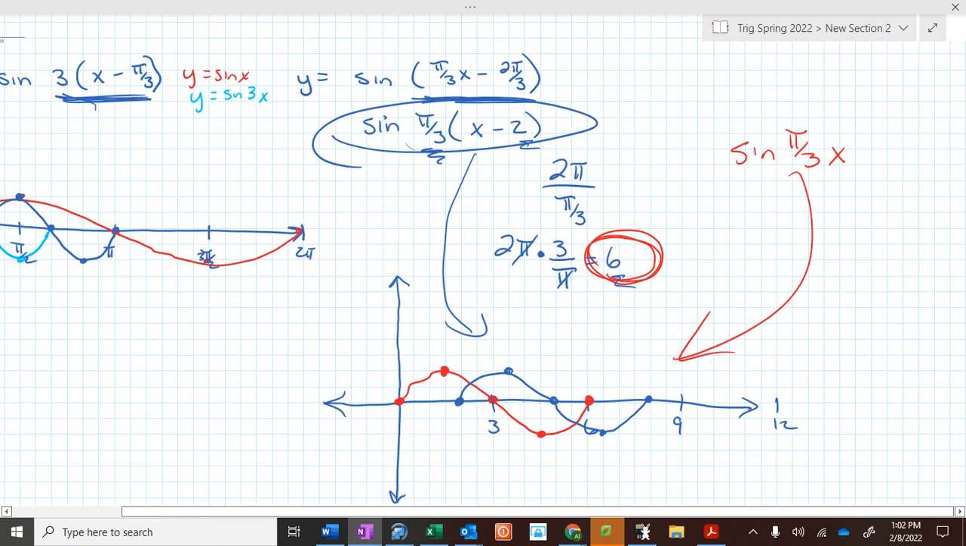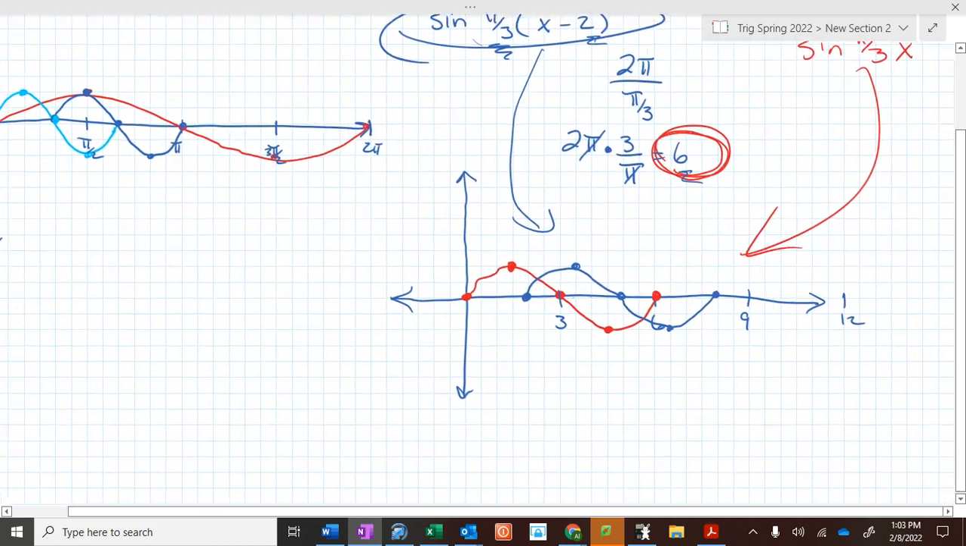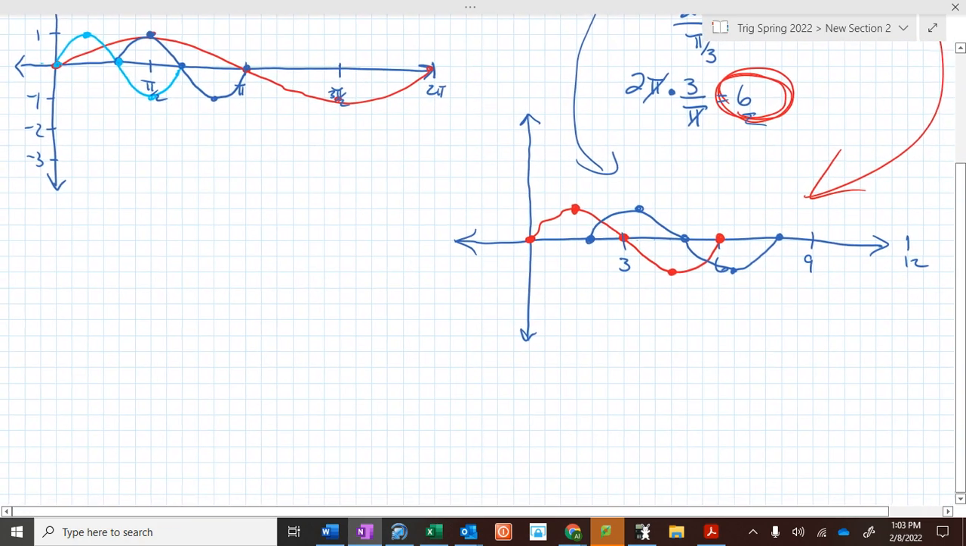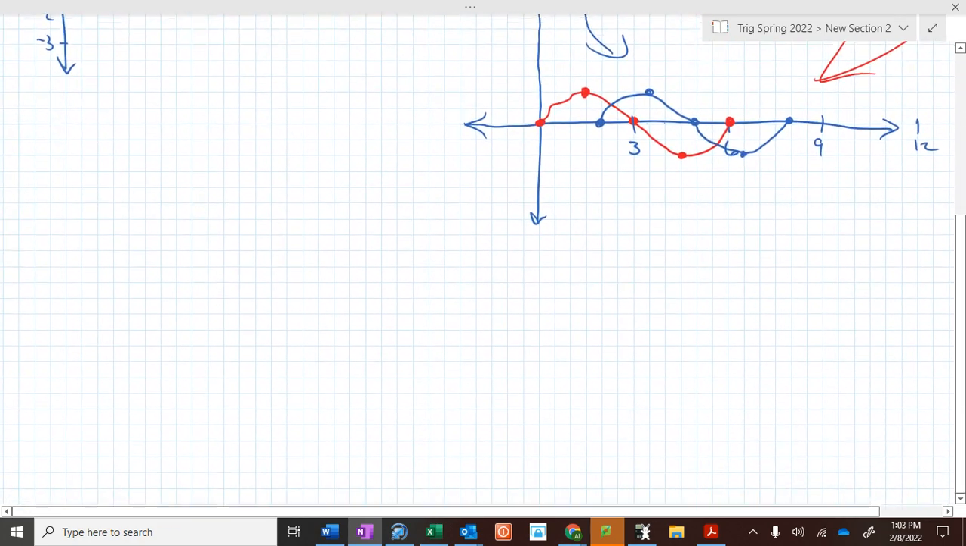Okay, are you guys good with this? You want just your homework problems, or should I do one more? There's only one of these on your homework. So are we good? Okay.